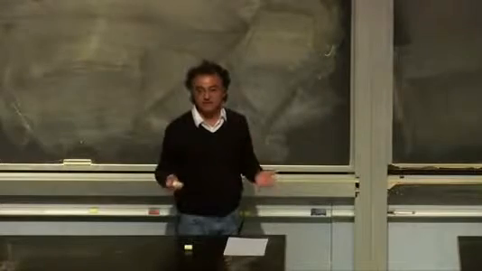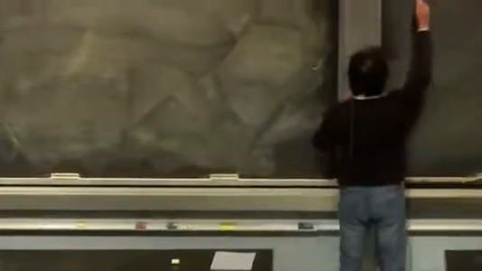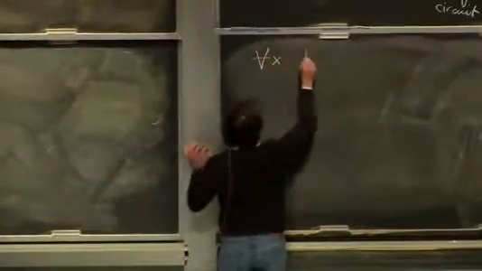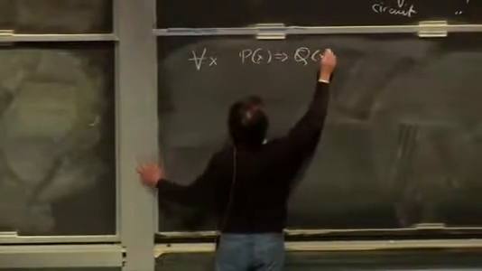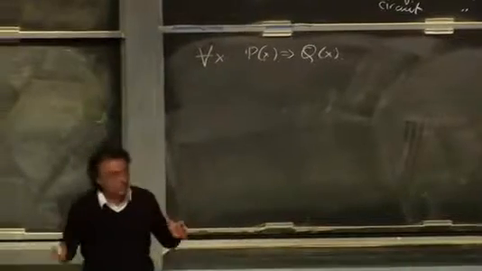Okay, so now what's the form that these propositions are going to take? Well, usually they take the form: for every x, P of x implies Q of x. That's a very general form of the statement.